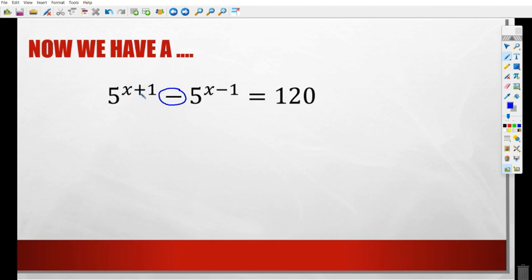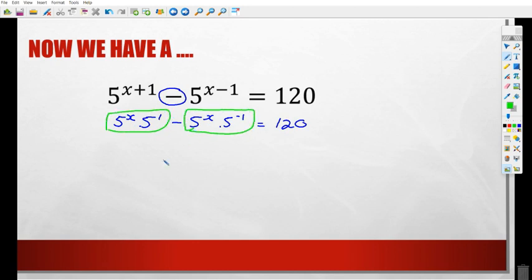So let's see what the things are. I'm going to separate. First thing I'm going to do, minus, separation. Divorce those terms. Equals 120. So now I look at my two terms here. Look at the first one. Look at the second one. Anything that looks exactly the same, guys. Only the stuff that looks exactly the same. Awesome stuff.